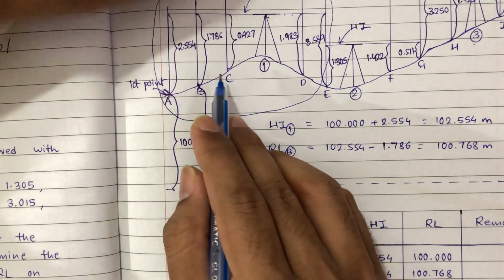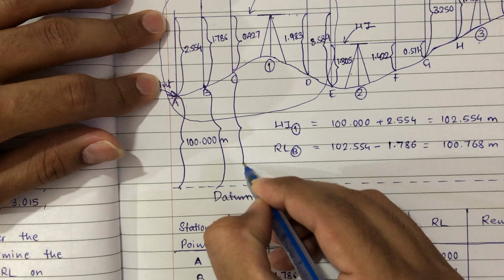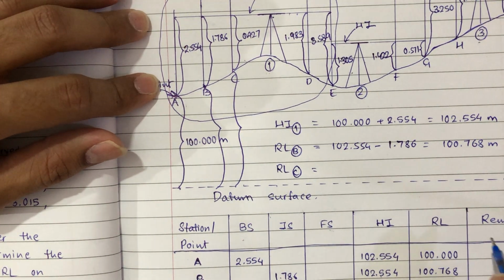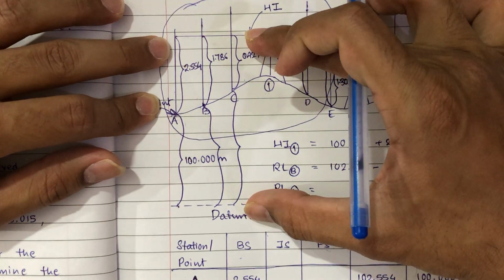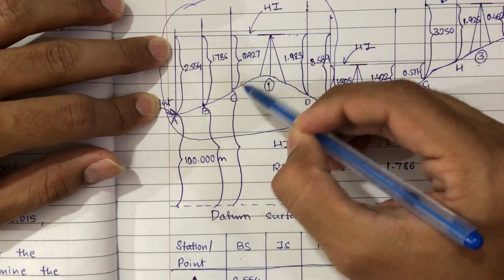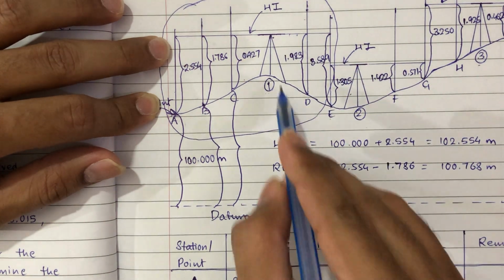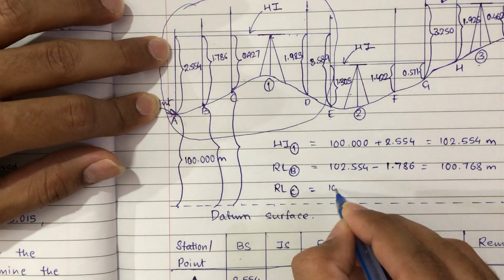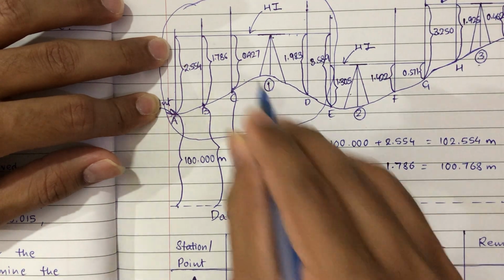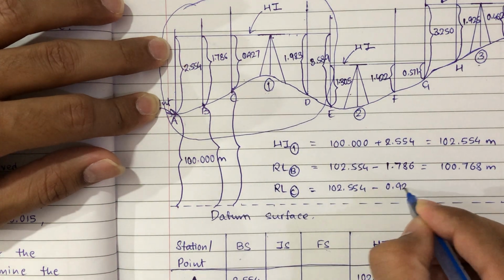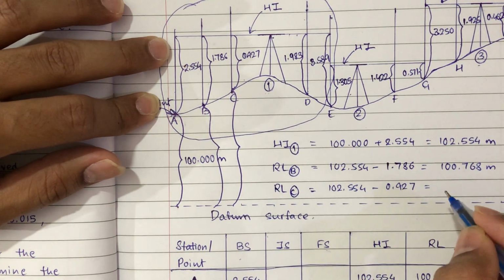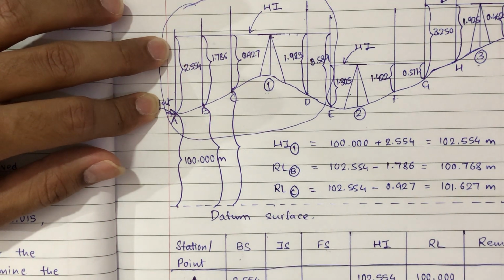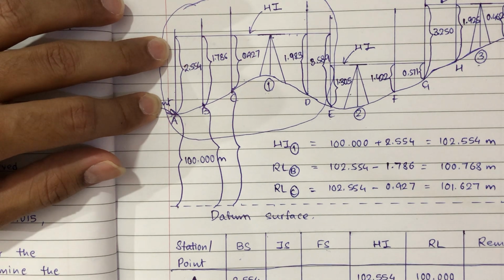Now if we need to calculate the RL at C, at this point C, what will it be? Again, from this height of instrument, if we subtract this reading, we will get the RL of C at this point. So it will be 102.554 minus this reading, that is 0.927, which comes out to 101.627 meters. So this RL will come out to 101.627.